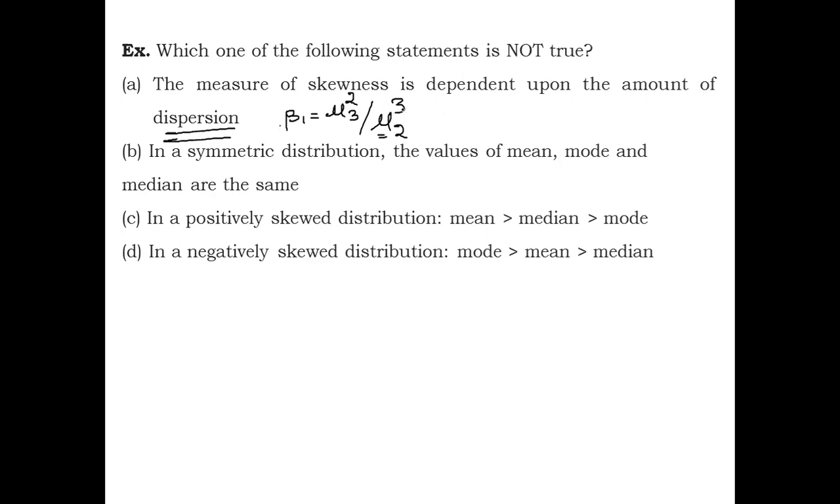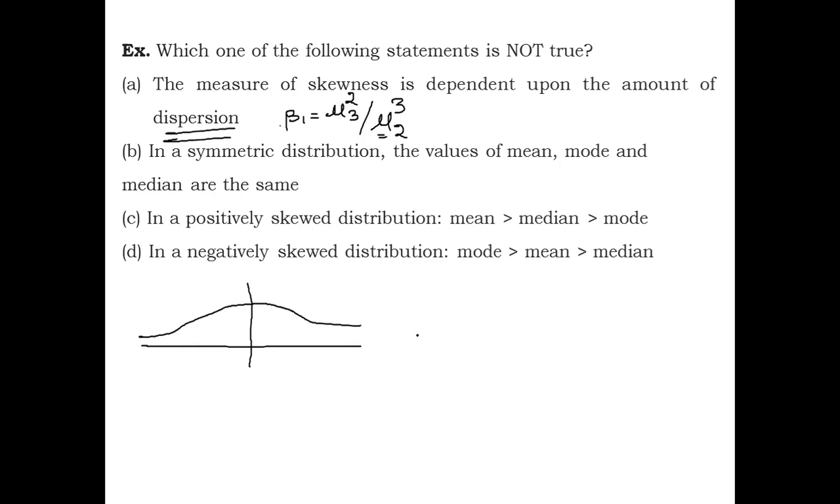We want to identify which is not correct. In a symmetric distribution, values of mean, mode, median are the same. Yes, that is also true. We have already seen this is a perfectly symmetric distribution. All the three things are going to be the same. So there is no problem with statement B.